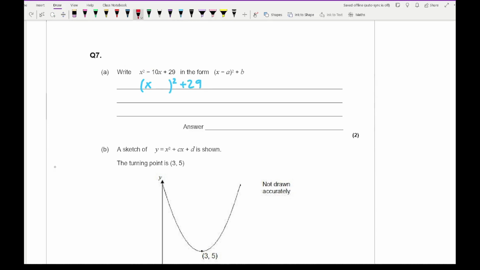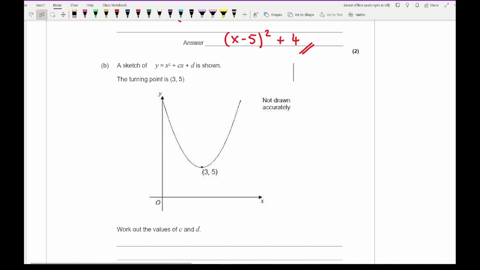So if I divide the coefficient of x by 2, that becomes minus 5. And take away the digit inside the bracket squared. So that then becomes x minus 5 squared plus 29 minus 25, which gives me an answer of x minus 5 squared plus 4.